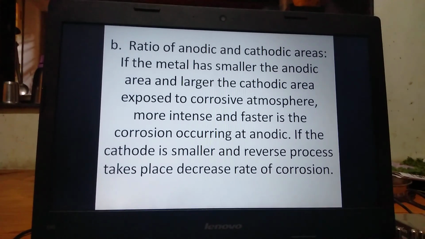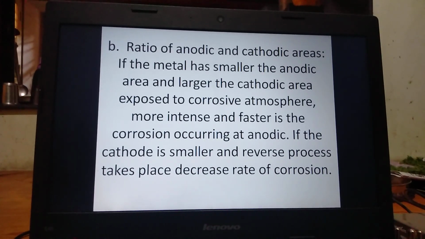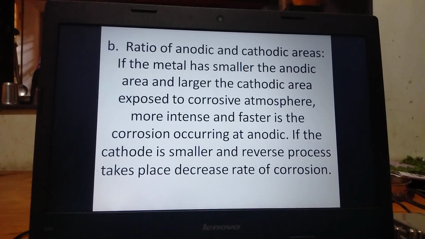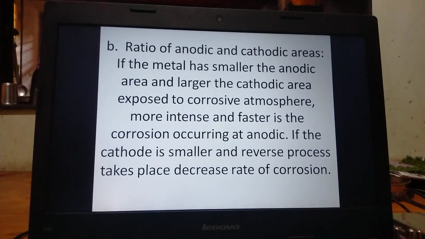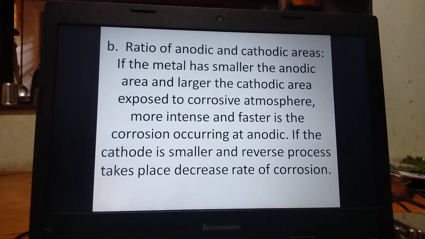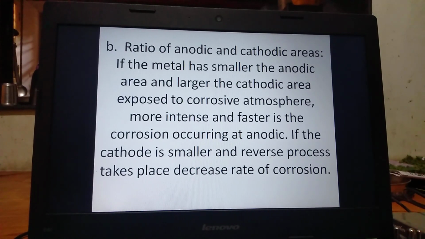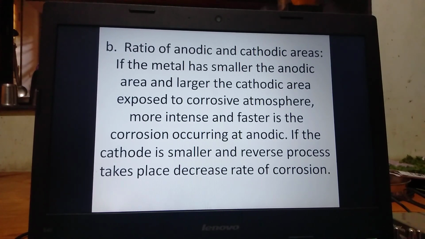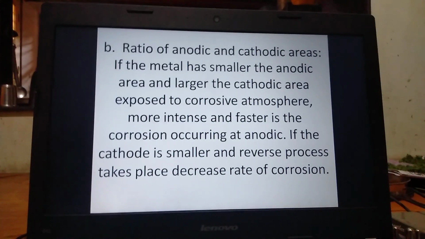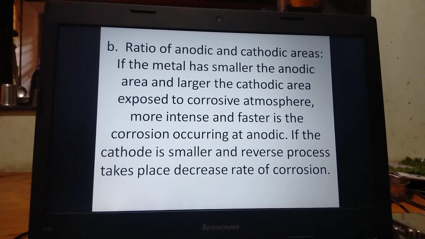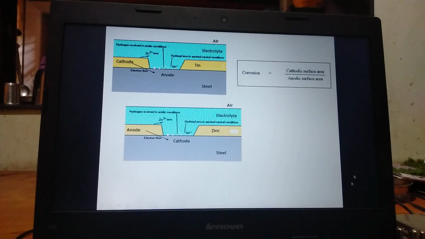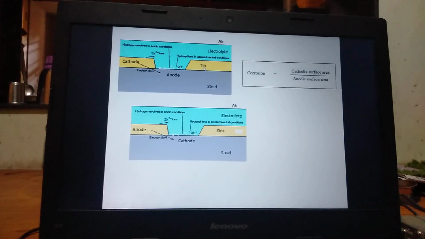Factor number 2 is the ratio of the anodic and cathodic areas. The smaller the anodic area and the larger the cathodic area, the more intense the rate of corrosion. For instance, we can take the example of tin coated on steel.